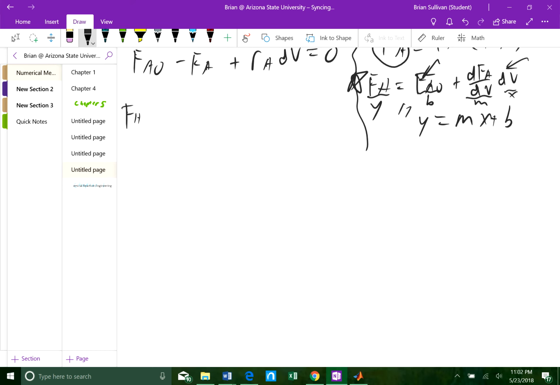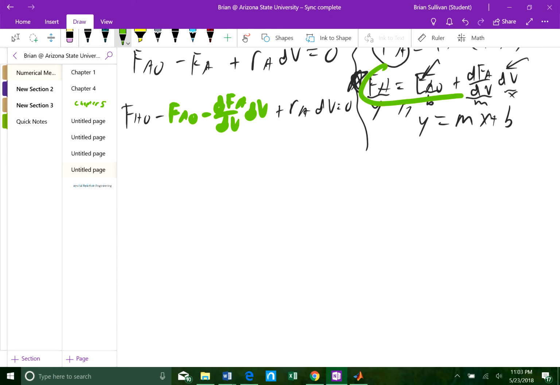Okay, so you've got FA0 minus, I'm plugging in the one with the star next to it. What was it? Sorry. Minus FA0 minus dFA over dV times dV. And then don't forget to put in your generation term. So again, in green, I'm plugging in this guy.